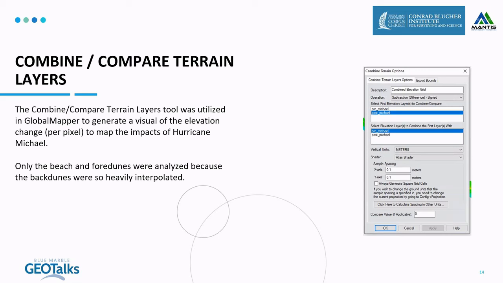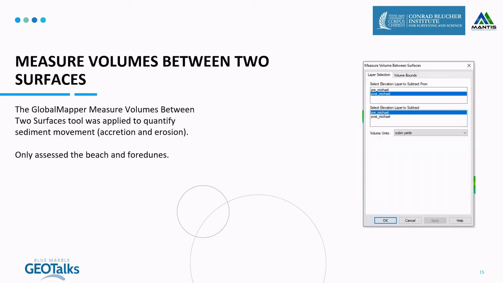And because of the issue of the back dunes being so heavily interpolated, I ended up only focusing on the beach and foredunes and using that terrain type in order to conduct this analysis. So I output the results of that at 0.1 meter resolution.